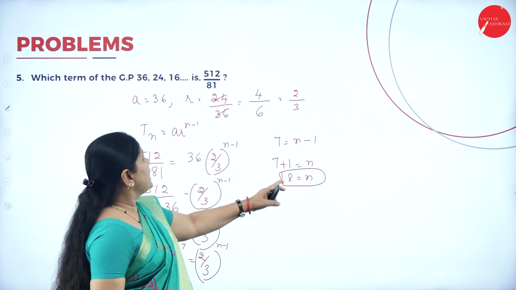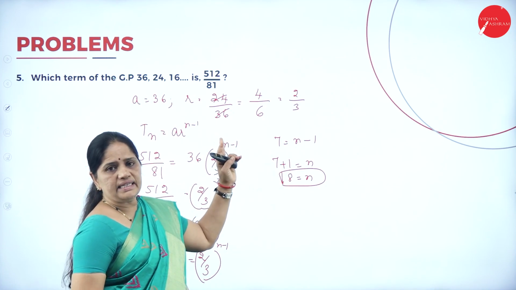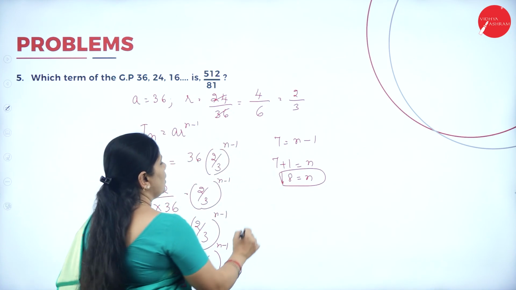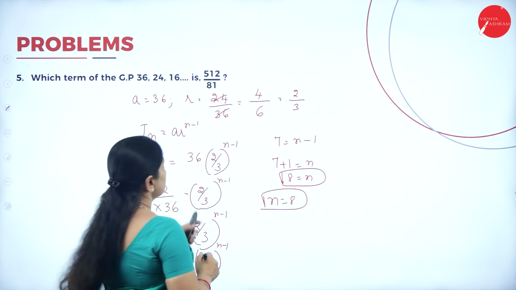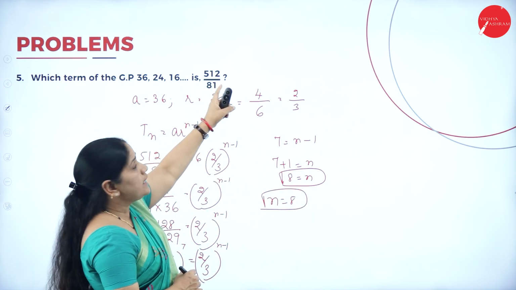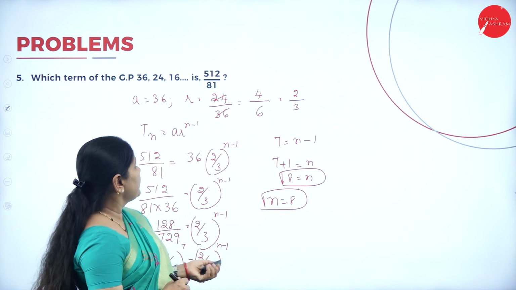So we get the value of n. So this is the 8th term of the progression, or n equals 8 is the answer. So the 8th term is 512 by 81.